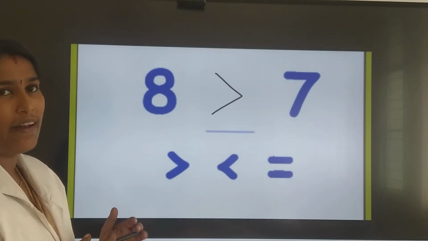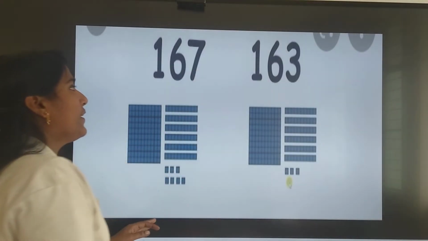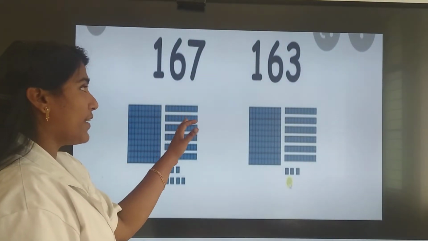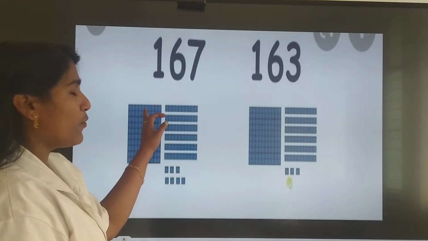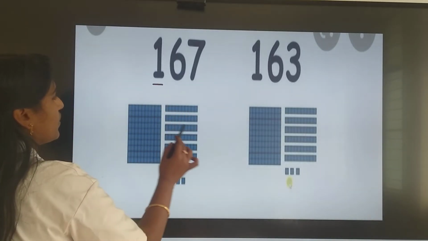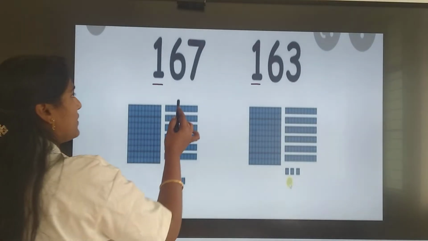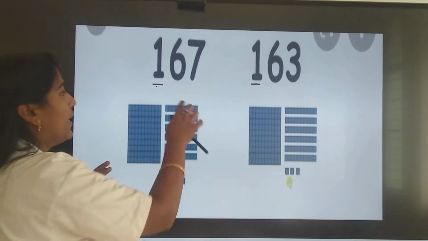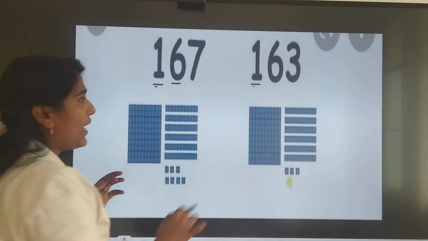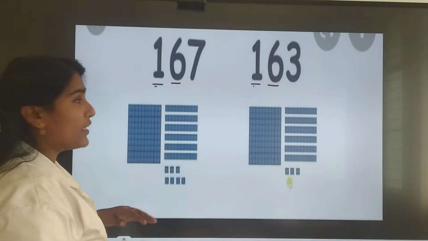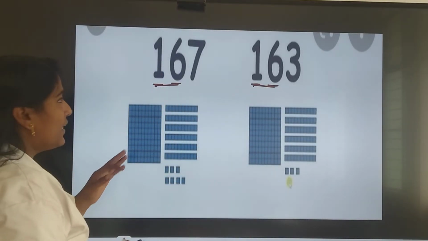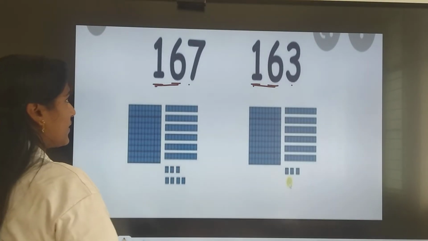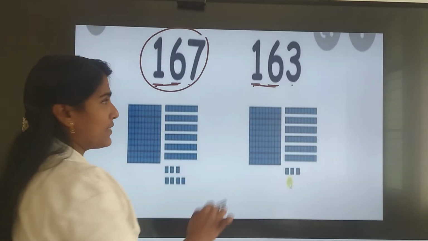The next example is how to compare three digit numbers. See the example: 167 and 163. Compare these two numbers. Is 167 greater than 163 or 163 greater than 167? How to check? See the first digit: here it is 1, here it is also 1. If the digits of the two numbers are the same, then go for the next digit. See the next digit: here it is 6 and here it is also 6. The first two digits are the same for these two numbers, so go for the next digit. Here it is 7, here it is 3. Which one is greater, 7 or 3? Yes, 7 is greater than 3. So 167 is greater than 163.